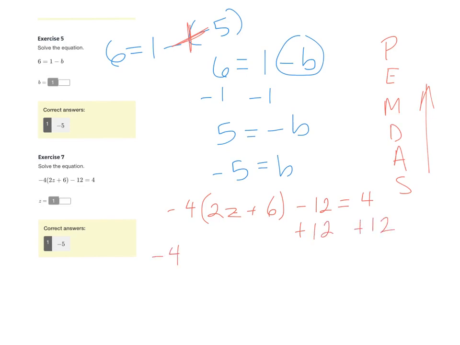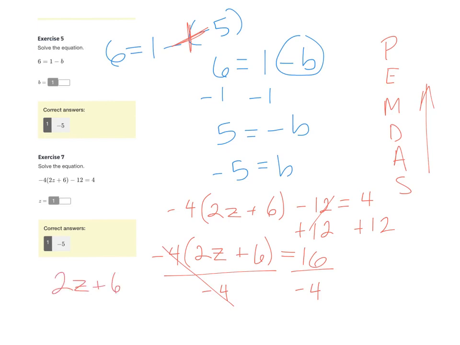We get negative 4 parentheses 2z plus 6 is equal to 16. Now some people may feel like they want to distribute the negative 4, but I don't want to distribute the negative 4. I think it's going to be messy. But what is the inverse of multiplying by negative 4? The inverse is dividing by negative 4. So I'm going to divide by negative 4 here, and I'm going to divide by negative 4 here. That's going to give me 2z plus 6 is equal to 16 divided by negative 4 is going to be negative 4. Now I would minus 6 from both sides.